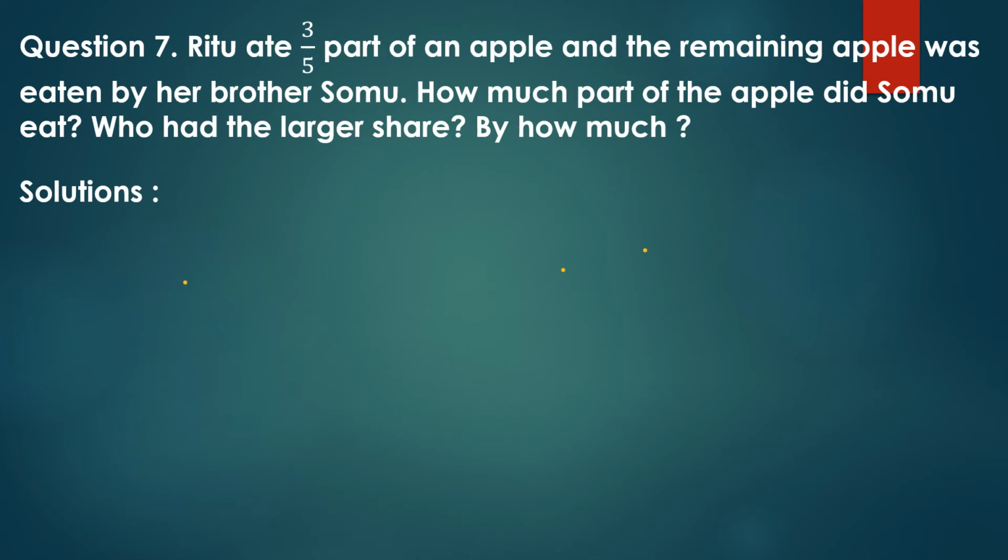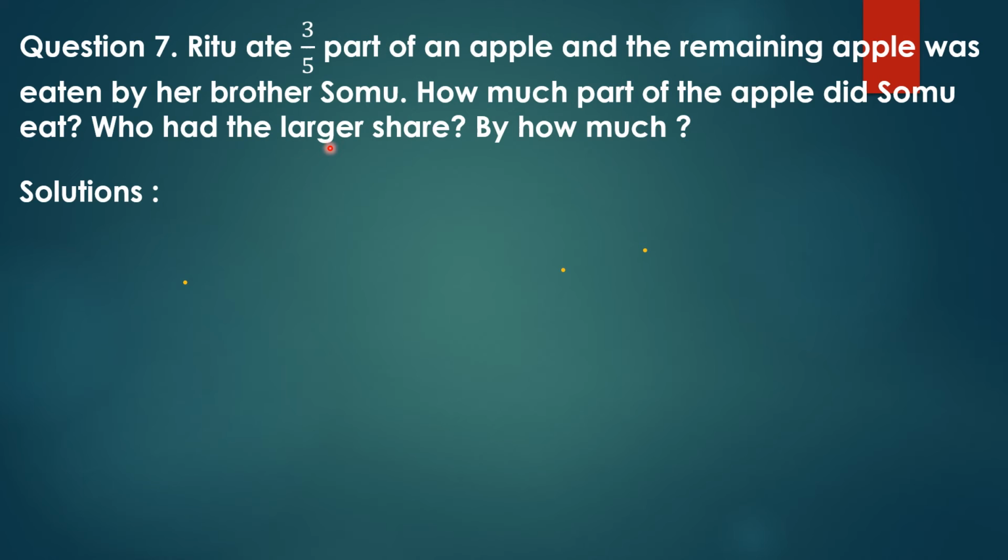The next question, question number 7. Ritu ate 3 by 5 part of an apple, and the remaining apple was eaten by her brother Somu. So there was one apple, and out of one apple, 3 by 5 part of an apple was eaten by Ritu, and the remaining part of the apple was eaten by her brother. So how much part of the apple did Somu eat? So we have to find what is the part of the apple eaten by Ritu's brother. That is the first question. Second, who had the larger share?